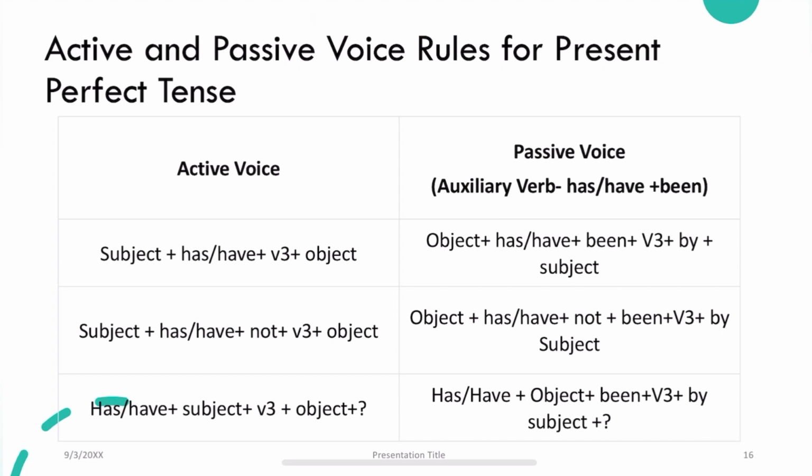The second one, negative, will be object plus has/have plus not plus been plus third form of the verb and then by subject. And the last one will be like the previous one: has/have as the helping verb plus object plus been plus third form of the verb and then by subject, and a question mark.